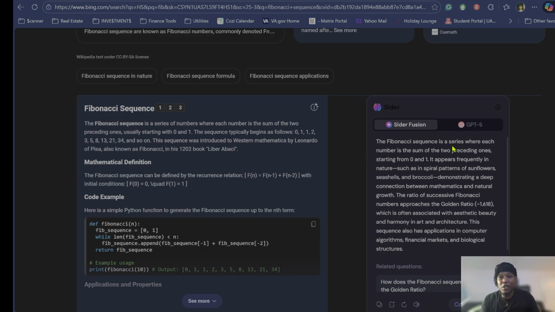Okay, the Fibonacci sequence is a series where each number is the sum of the two preceding ones, starting from zero and one, and appears frequently in nature. Who created nature? I know one person, you know what I'm saying? So that's what I'm saying. I love this because it really connects with my faith, all right? So spiral patterns like in the sunflower, seashell, broccoli, and blah blah blah.